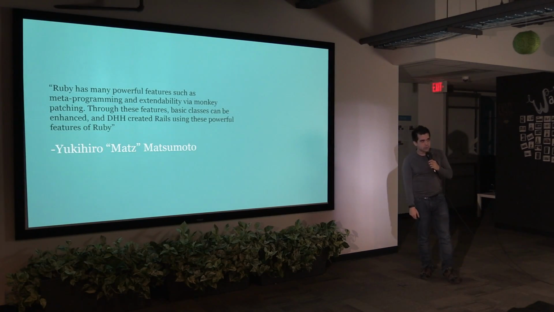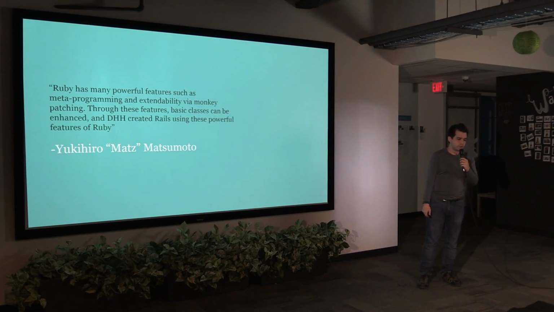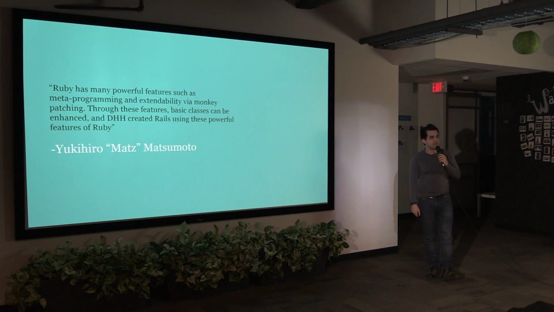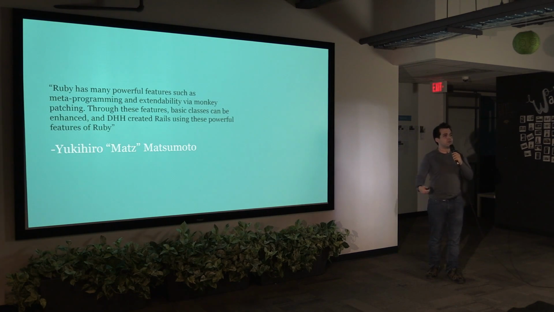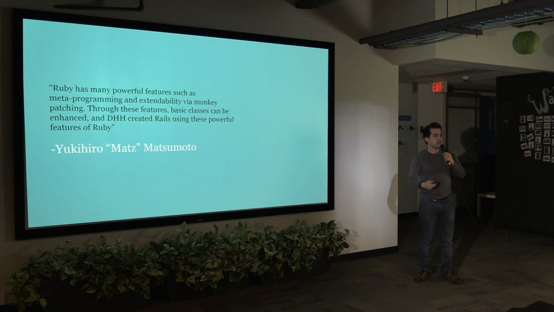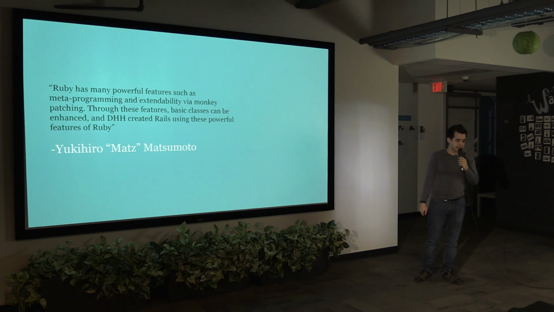There was actually an interview with Matz, who is the creator of Ruby, and he talked about how the monkey patching ability is kind of what made Rails what it is today, with DHH's help. And although there are some things that we're doing now that aren't monkey patching, a lot of it stemmed from the very beginning.